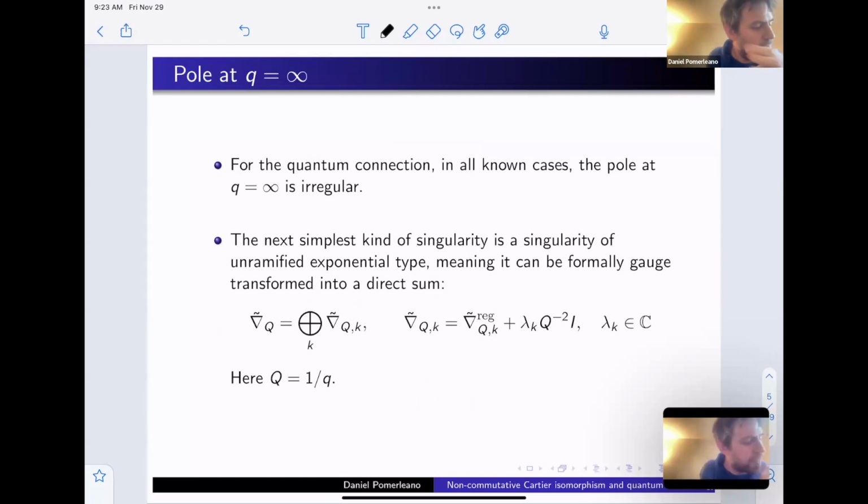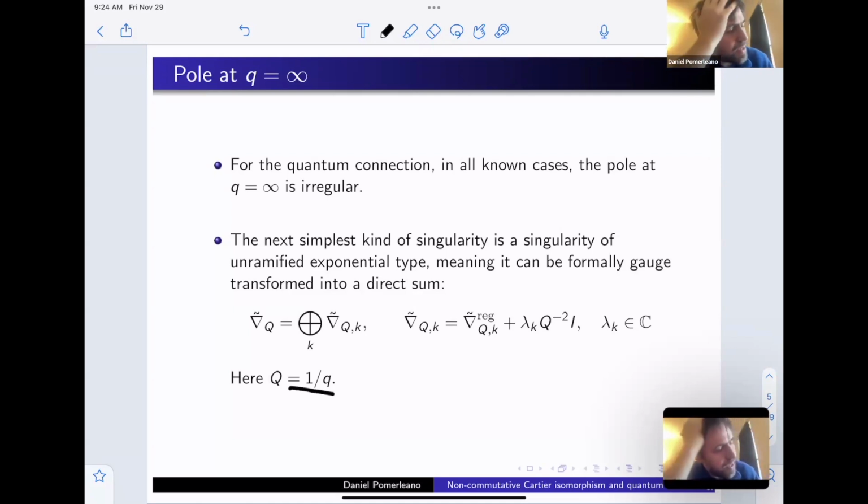in all known cases, if you just write down the equation, substitute capital Q equals 1 over q, so you make a transformation to q equals infinity, then the connection has a second order pole. It's possible, of course, that a second order pole could be secretly regular. But in all known cases, the pole at q equals infinity is irregular.